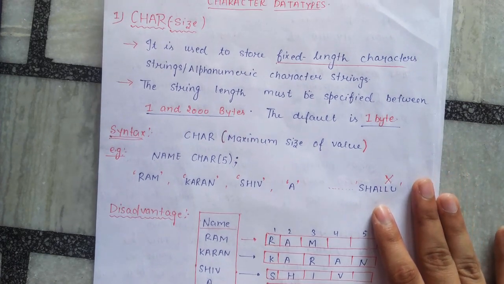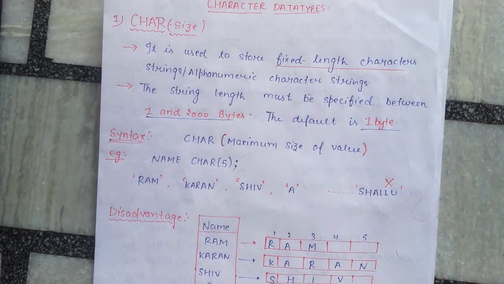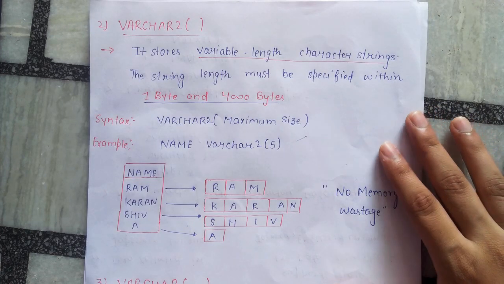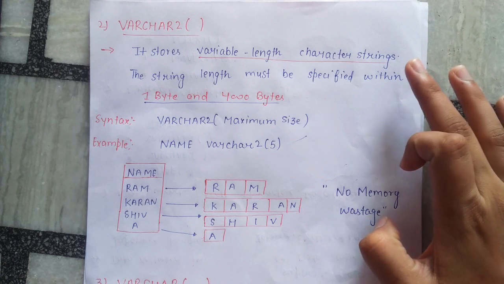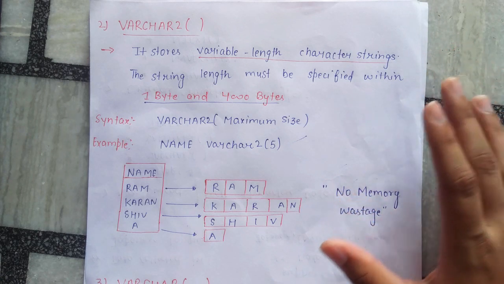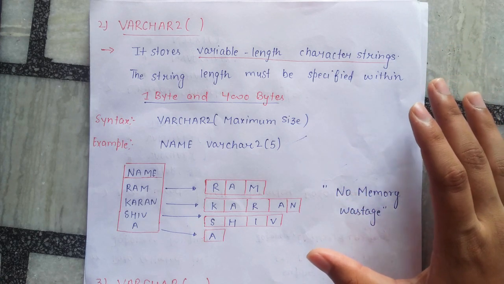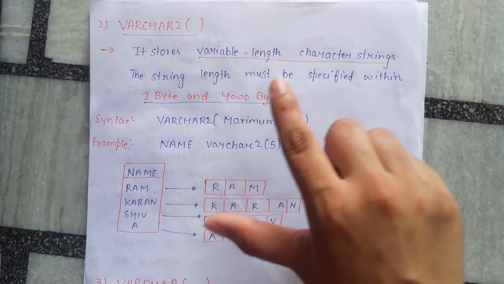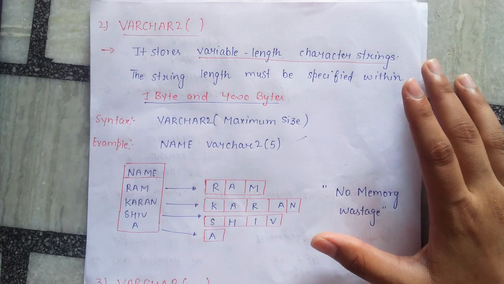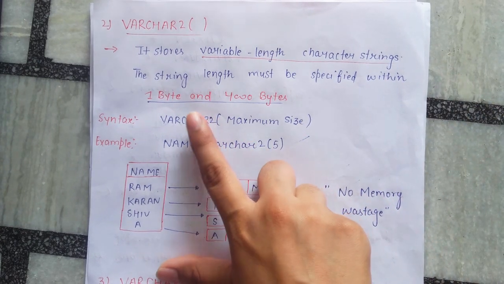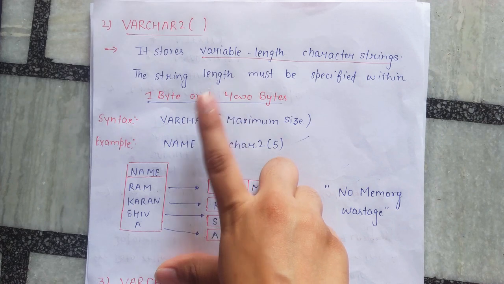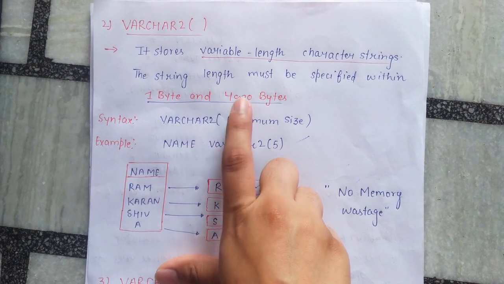Okay, so to overcome this problem, we have introduced varchar2 data type. Now let us discuss what is varchar2. So the second type is varchar2 data type. Okay, so it is an advantage and it is a variation over a char data type. Char data type used to store fixed length characters, but varchar2 stores variable length character strings. Okay, and its storage space is from 1 byte to 4000 bytes. Its storage is also more than char. It's from 1 to 4000 bytes.